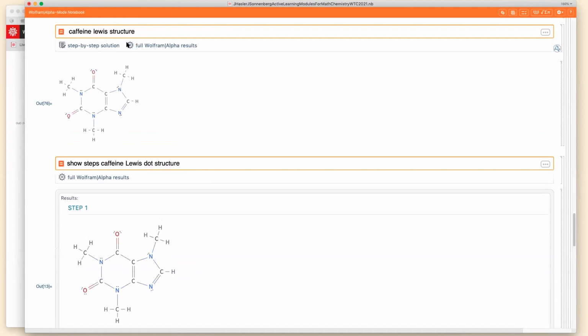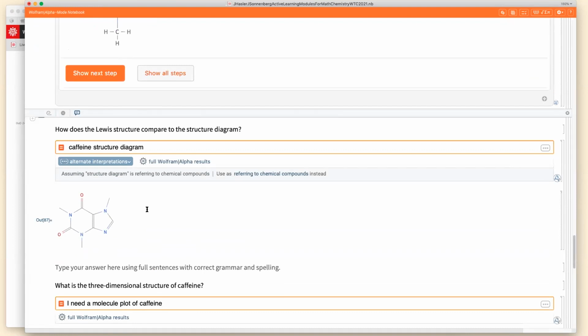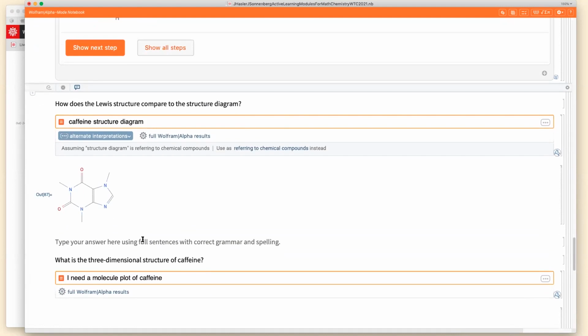So we can look at the Lewis structure diagram and then have the student compare that to just a standard structure diagram using the more organic notation where the hydrogens are elided. We can ask them to think about that and provide a response in this cell here, just highlight and type in their response.